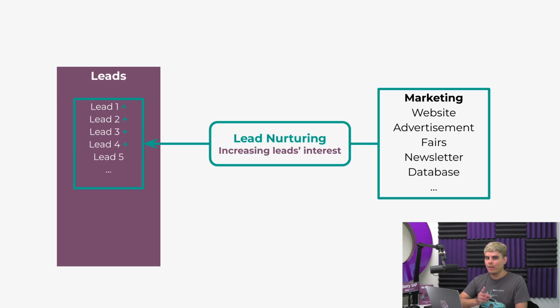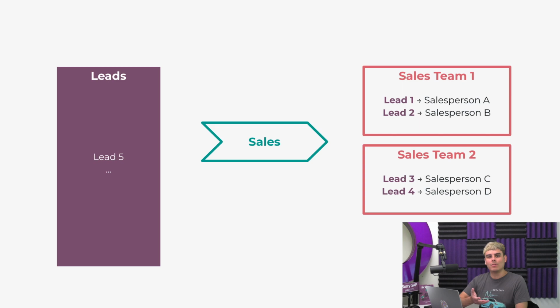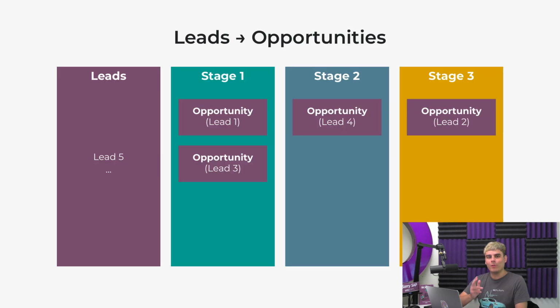But we don't stop there. Our marketing team then works on growing these leads and their interests in our business. Nurturing leads is essential to convert leads into customers. Once their interest grows enough, our sales team steps in, and these guys are wolves. The leads are assigned to the appropriate teams and salespersons, who then convert them into opportunities and send them through the pipeline as usual. So, let's see how leads work in Odoo.